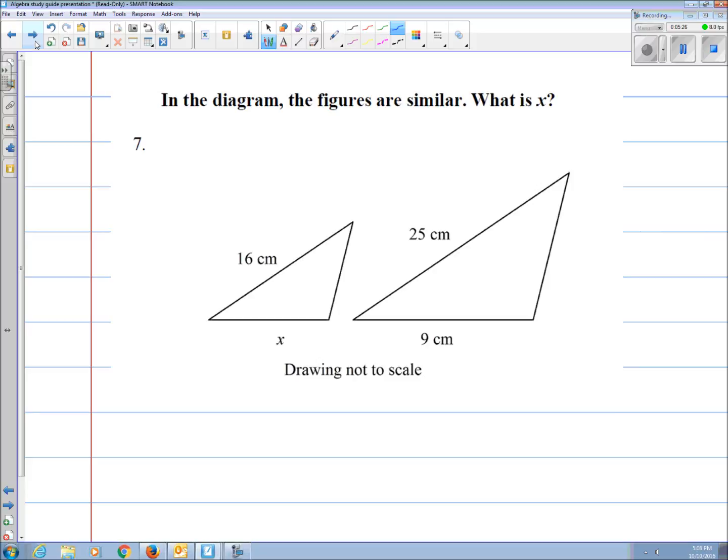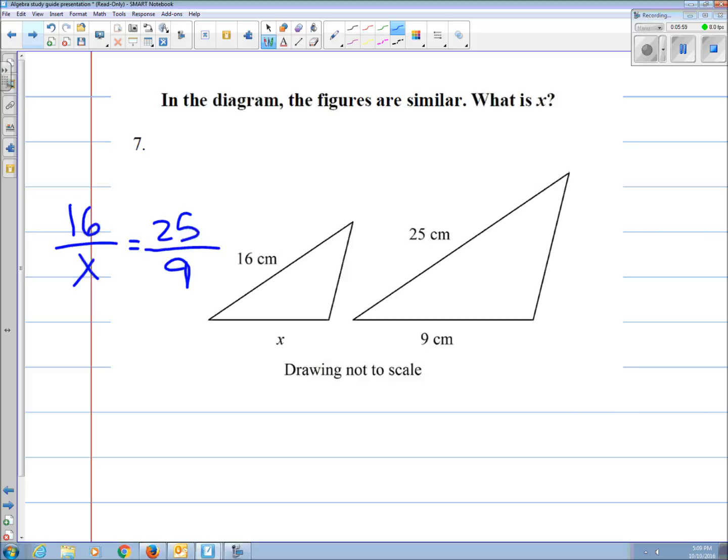Number 7, in the diagram, the figures are similar. What is x? If these two figures are similar, I can set up a proportion. And as long as I'm using the correct corresponding parts, then we can set this up. So in my numerator, I'm going to have 16 centimeters is to x, as since I use the diagonal part on that triangle, the top part on the top over here, I need to use the top part over here. And the bottom part needs to go on the bottom.